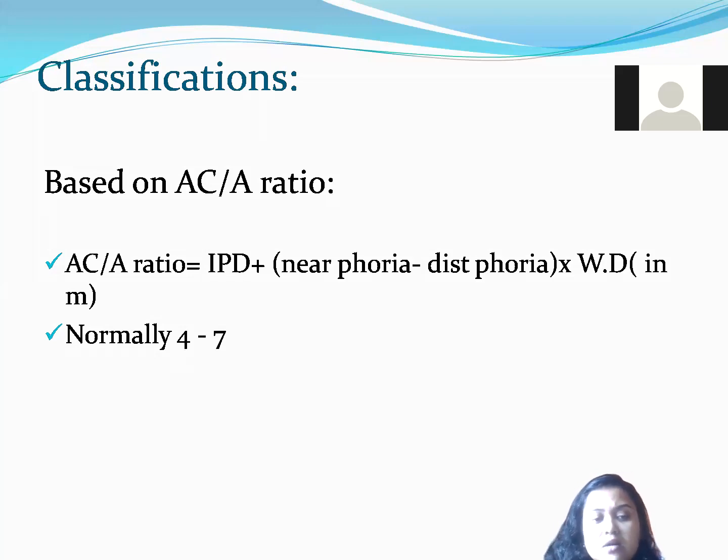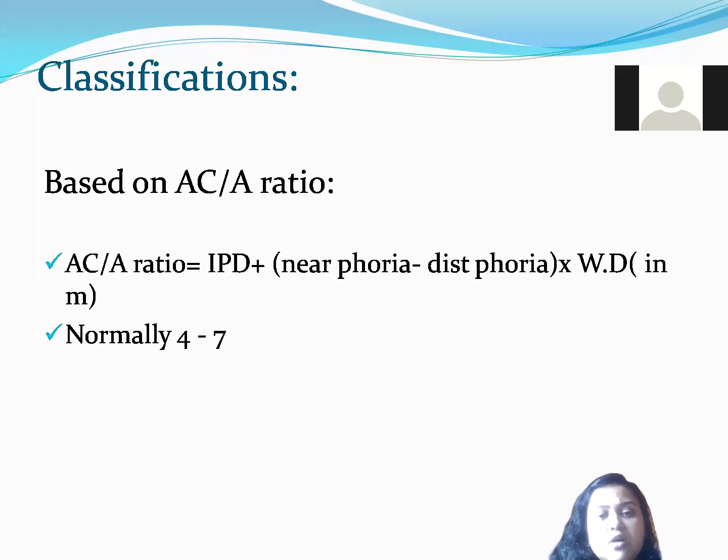So basically, we calculate based on the AC/A ratio. Once we get the AC/A ratio, accordingly we can understand, or at least have a notion of, what type of binocular vision anomaly it is. So the AC/A ratio is the basis.